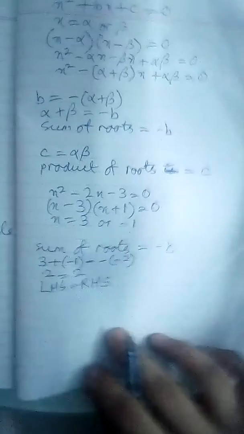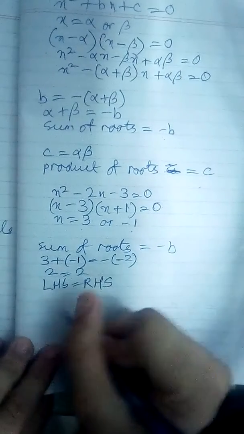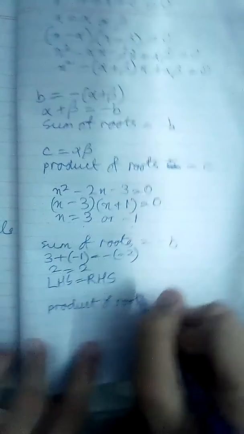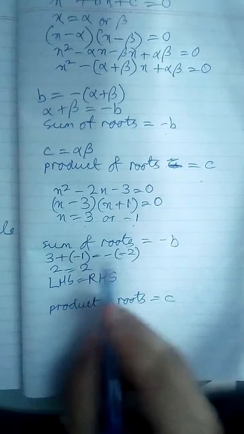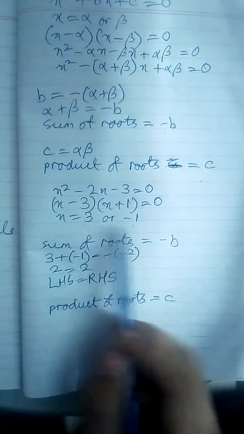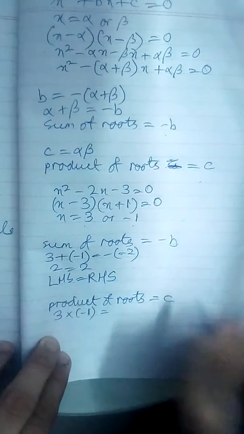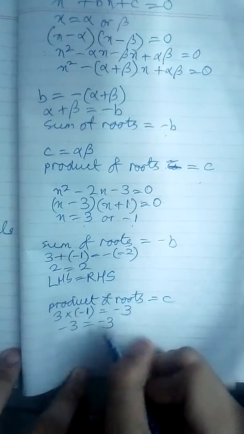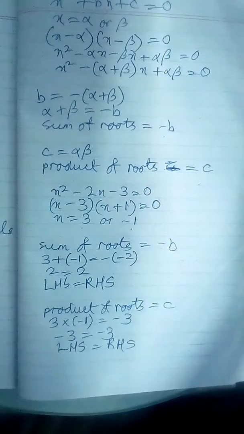Now towards calculating the product of roots. The product of roots is equal to the constant. Inputting the values on the left hand and the right hand side, we get 3 into minus 1, and on the right hand side we get minus 3. So we get negative 3 on both sides. That means left hand side is equal to right hand side. So that's the basic working of this theorem.